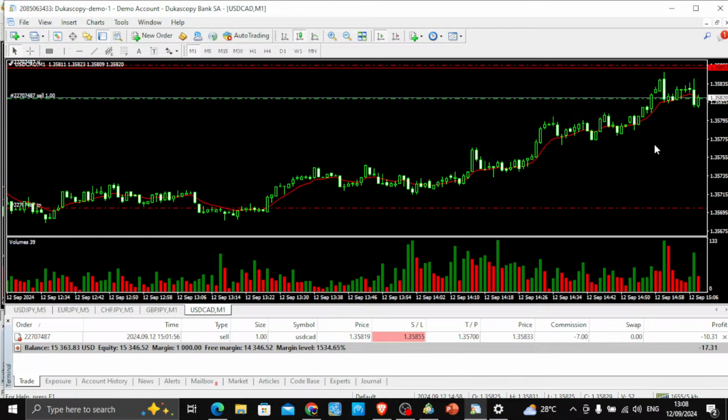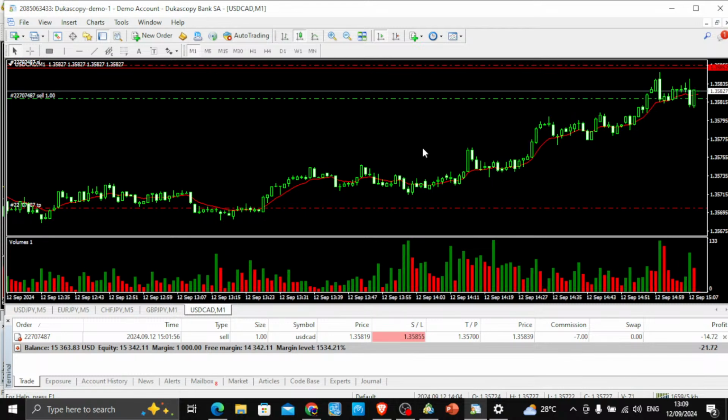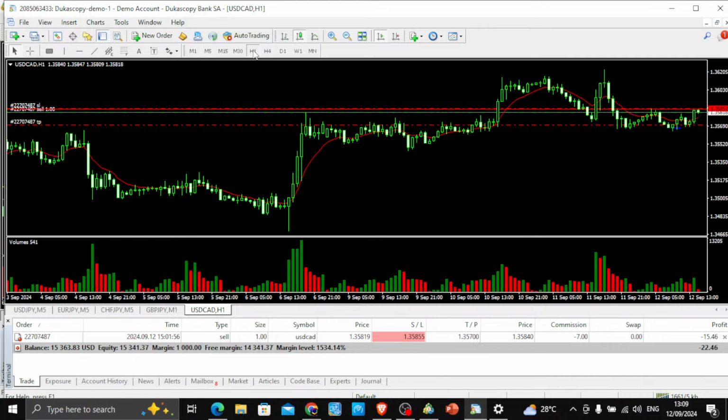If you lose, you lose. If you check what we are losing, we are risking only 3.6 pips now, which is negative $26.51, because I entered with one standard lot. Whatever happens, if it goes in our favor, it will give us more risk reward. Don't be surprised, it can come even to this area.